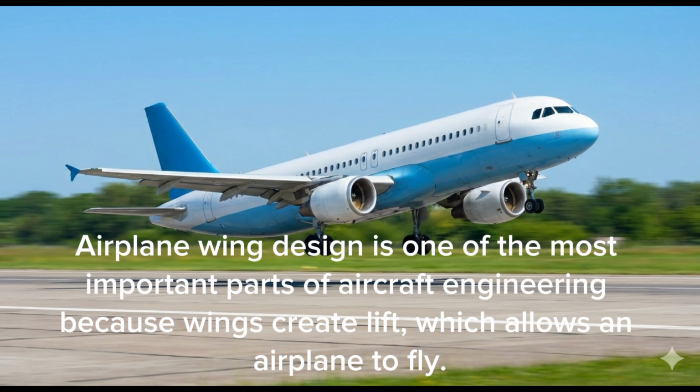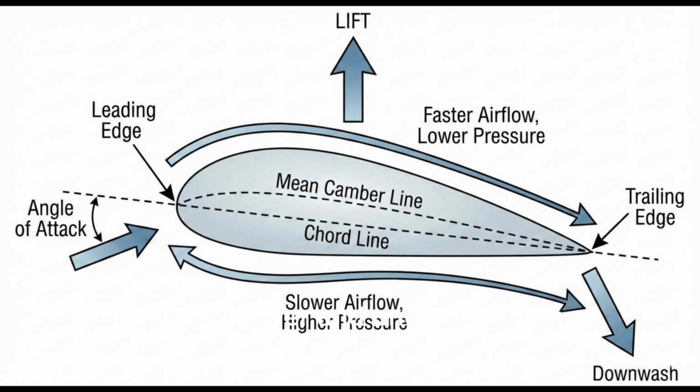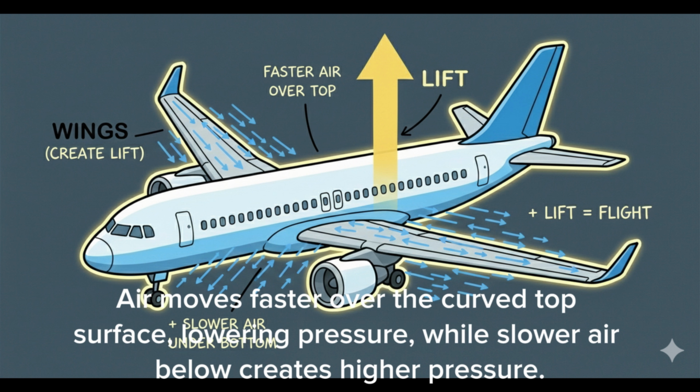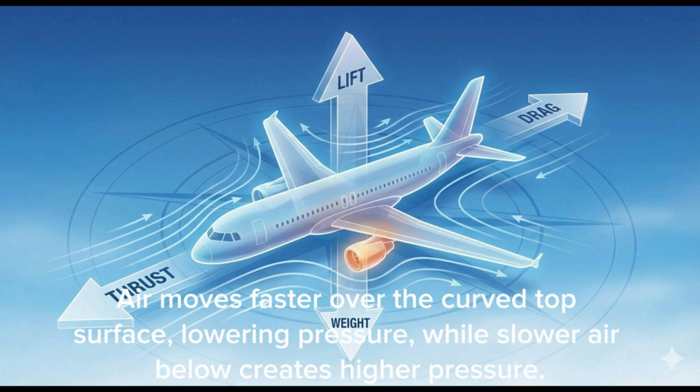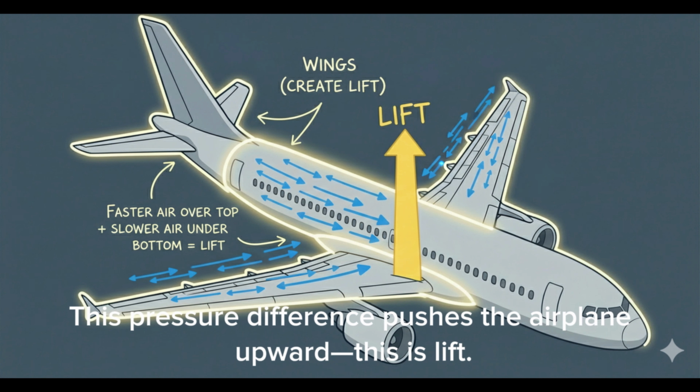Airplane wing design is one of the most important parts of aircraft engineering because wings create lift, which allows an airplane to fly. The main purpose of an airplane wing is to generate lift. As air flows over and under the wing, a pressure difference is created. Air moves faster over the curved top surface, lowering pressure, while slower air below creates higher pressure. This pressure difference pushes the airplane upward.